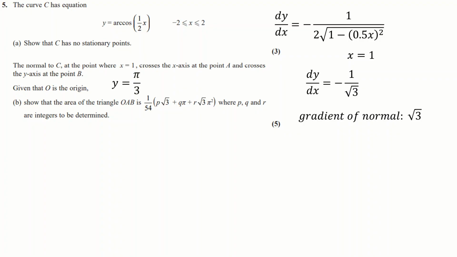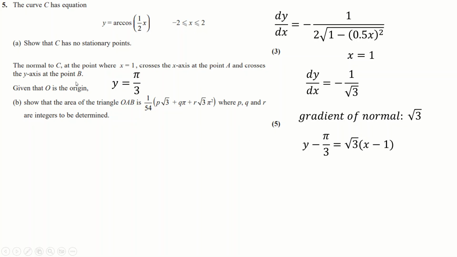Well, it's going to be pi over 3. You don't have to know that because, of course, you have a calculator, but it is nice to know that kind of thing. So it goes through 1, pi over 3, so let's just use y minus y1 equals m(x minus x1) for this normal here. We get this. So that's the equation of the normal.